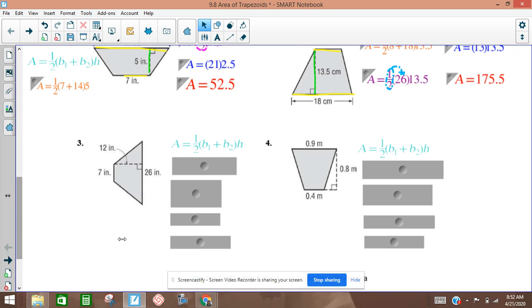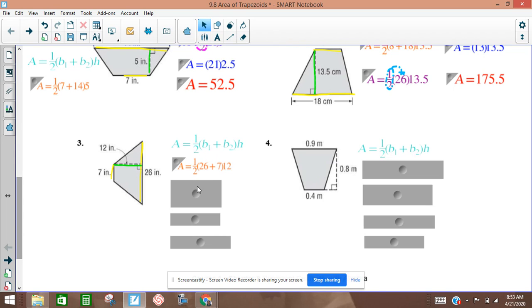So here we go. The next trapezoid, same concept. Identify your two bases, which in this case are 26 and 7, and your height will be 12. Remember that the height is the distance from one base to the other on the vertical line, and it has to create this right angle. So when we put those numbers into the formula, it looks like area is equal to 1/2 times (26 plus 7) times 12. So once again, we add first.